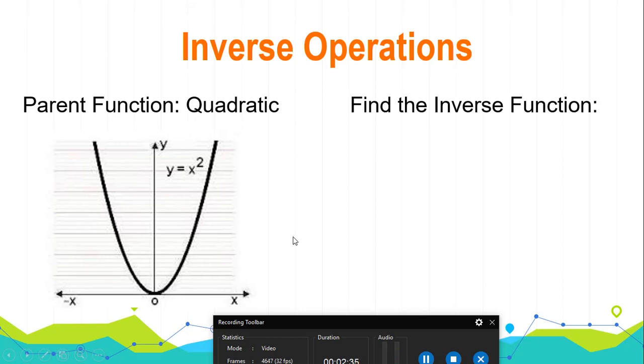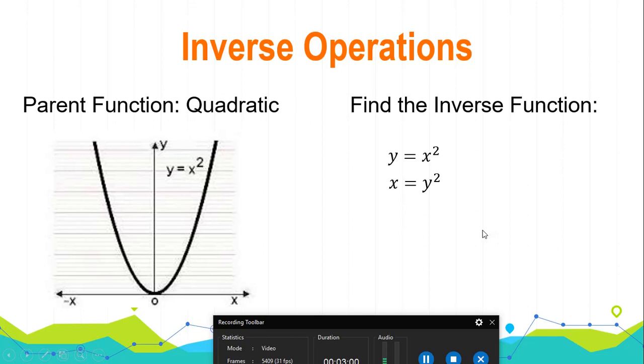But there's also an inverse function for the quadratic equation. So to calculate what it is, we're going to start with our parent function of y equals x squared. And when we find the inverse function, we switch the position of x and y. So we're going to do that now. So now we have x equals y squared. The goal is to get y alone, and that will provide the inverse function.